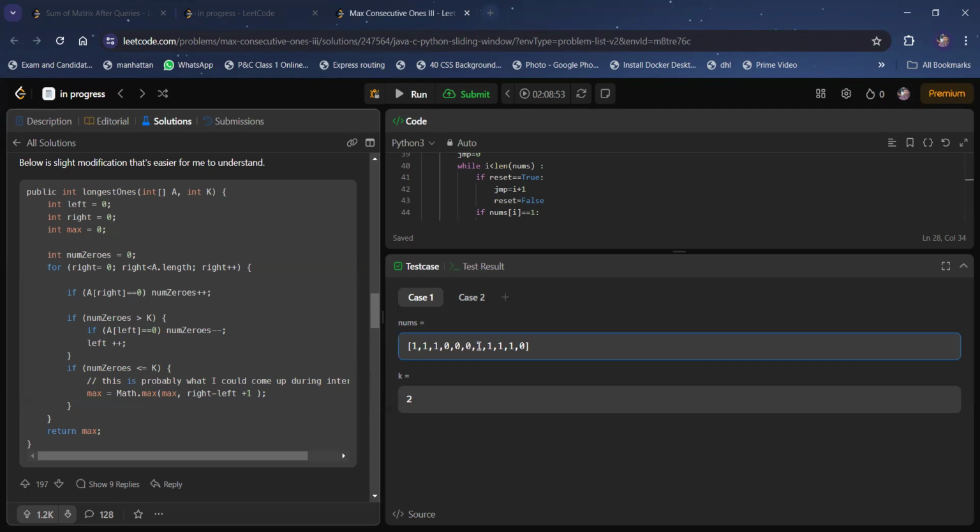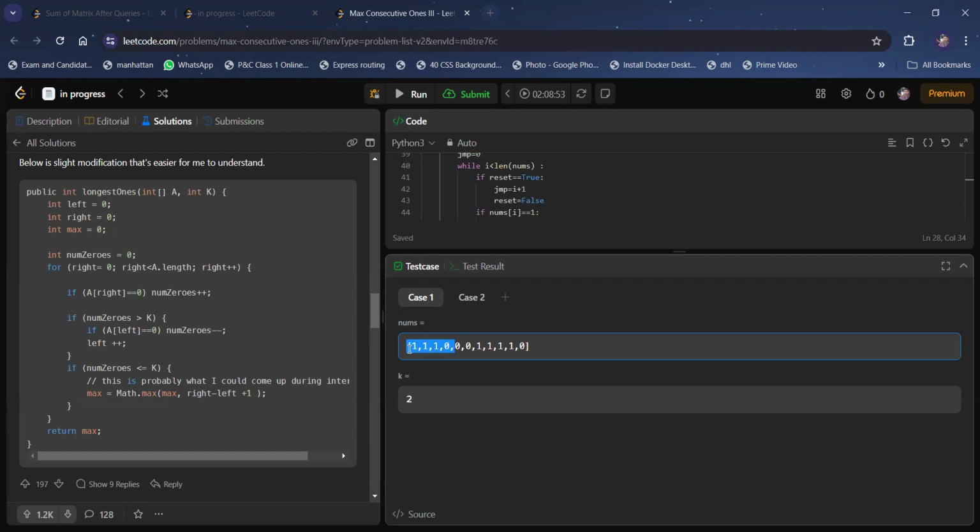Then I will see 1. Is a[right] equal to 0? No. I see the number of zeros has again increased from 1. Then a[left]: am I leaving a 0? No. So the number of zeros will not decrease. I will just increase left by 1. So basically it is just shifting from here till here.